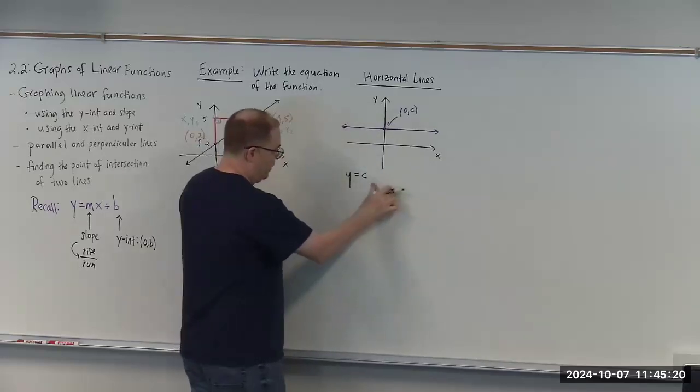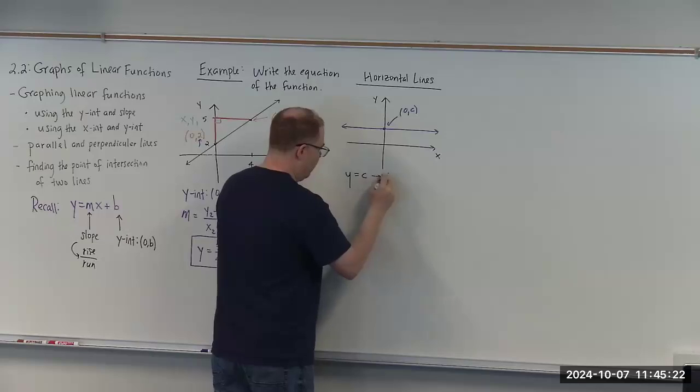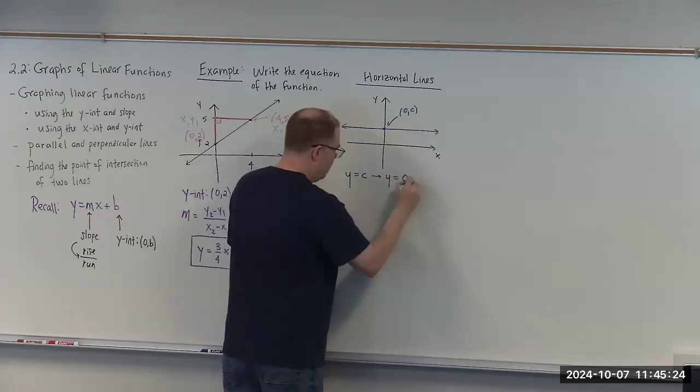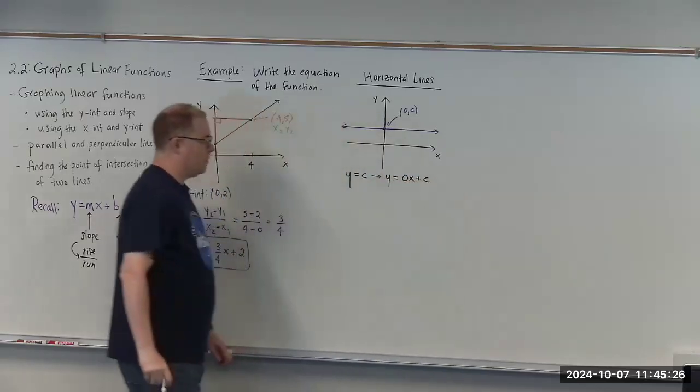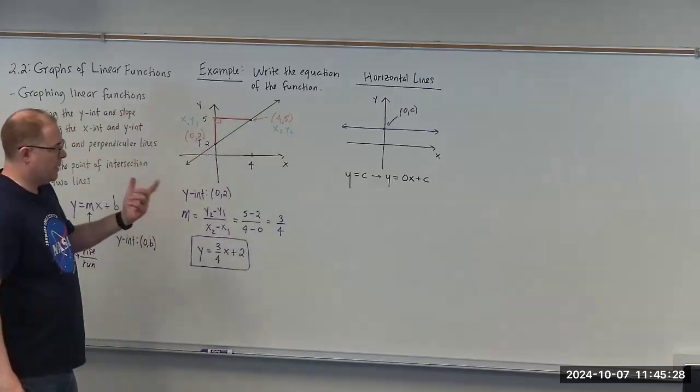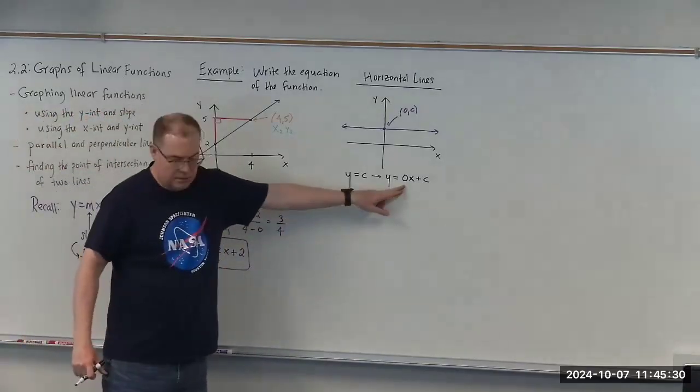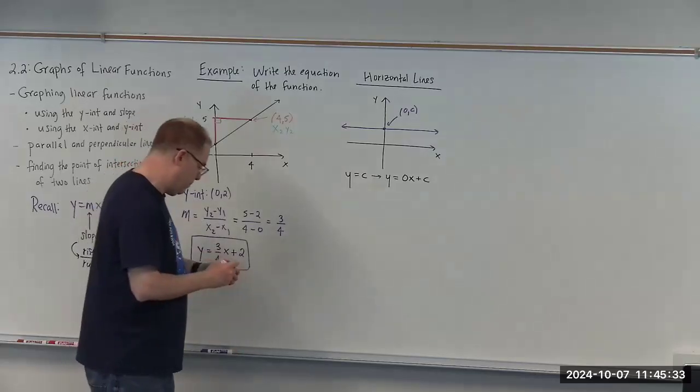And we can actually take a look at this. If you write it this way, we can write it as y equals 0 times x plus c. So that tells us that the slope must be 0.